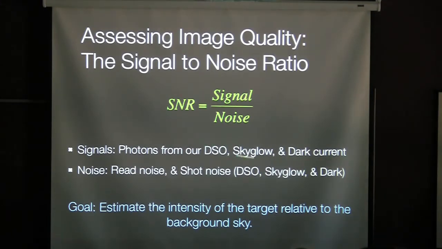Now, each of these things has a noise component associated with it as well. Shot noise: anytime the photons are coming in here, there's a noise associated with it. They don't come in some perfect stream. That's not the way photons work. And so we have shot noise. So anytime there is signal, there is a shot noise component that goes along with it. There's also this thing, read noise. Anytime you read off the sensor, you have noise that is injected into the image as well. And again, remember, our goal here is to estimate the intensity of the target relative to the background sky.